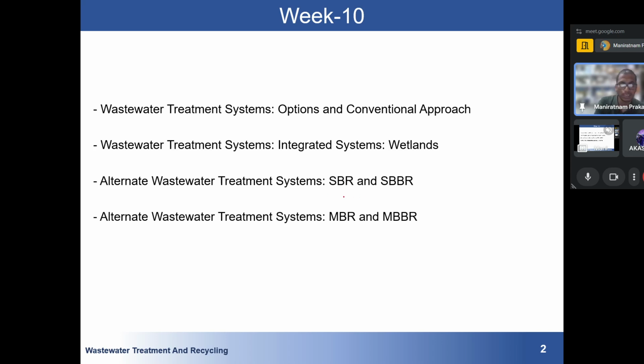Then there are SBR and SBBR. SBR is the sequential batch reactor. Here we treat our wastewater in batches, and it happens in sequence. So that was the sequential batch reactor. We will look into the details of these. Then we have MBR and MBBR. Again, we will look into the details of these treatments. These are the different options apart from the conventional approach, and we will also look at where those methods are being used.